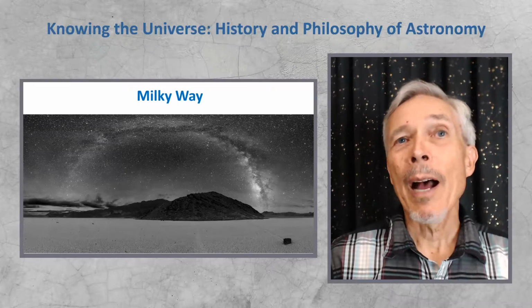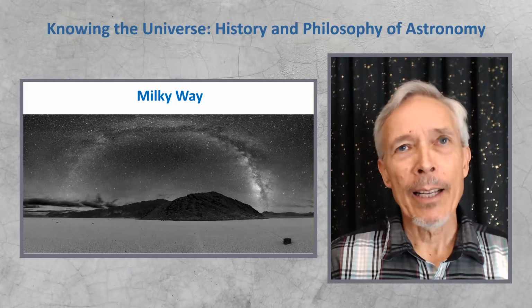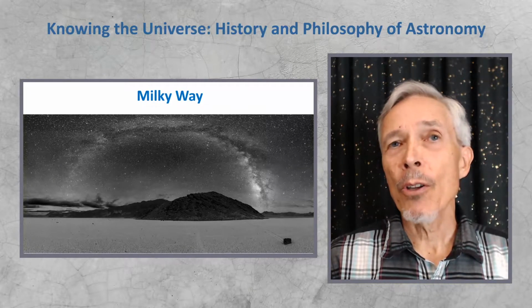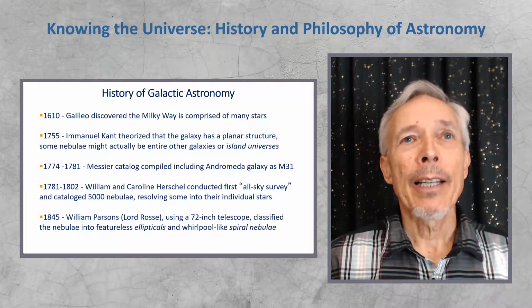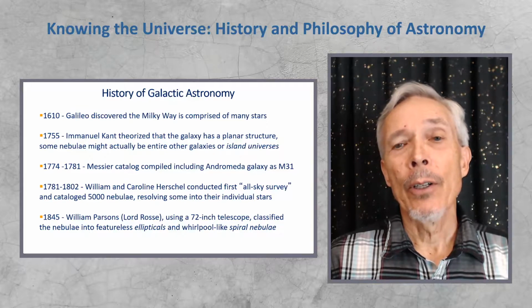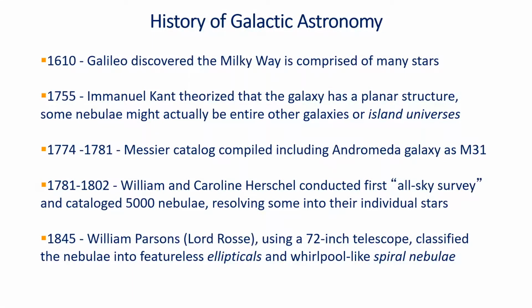Now we'll talk about mapping the Milky Way, the galaxy of stars that we live in, which also happened through the 19th century. The history of galactic astronomy starts with Galileo, who discovers that the Milky Way is comprised of many stars, just using his small and simple telescope. In other words, the gauze of light that we call the Milky Way, why it's called the Milky Way, is actually made of the unresolved pinpoint light of many stars.